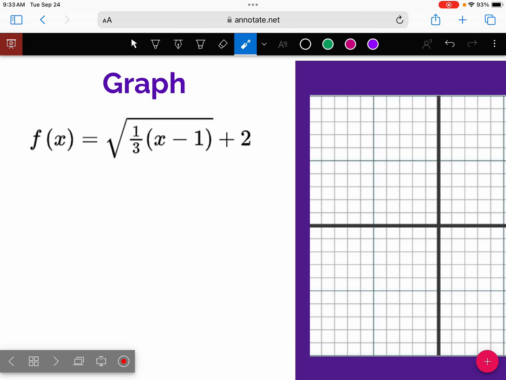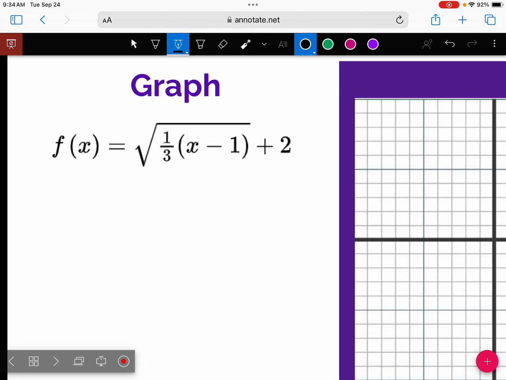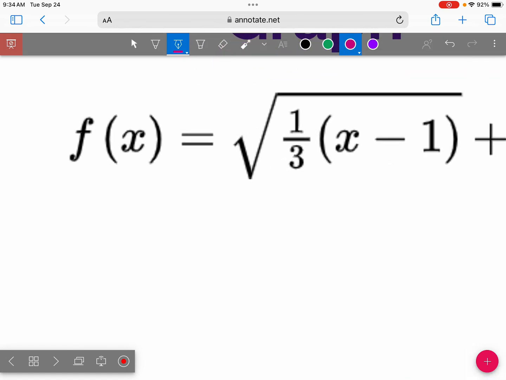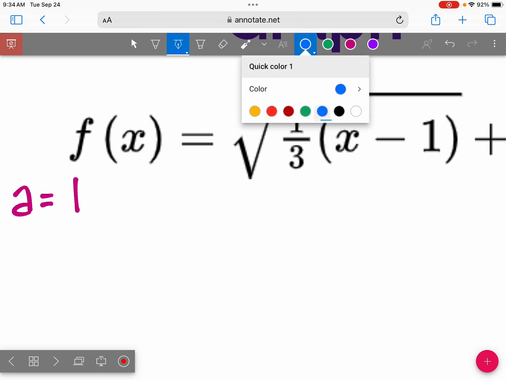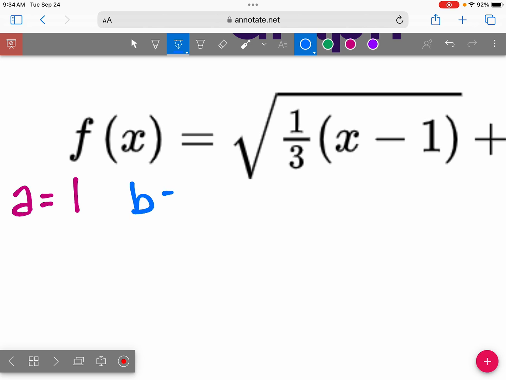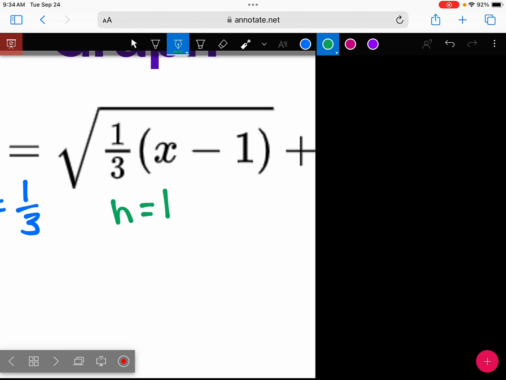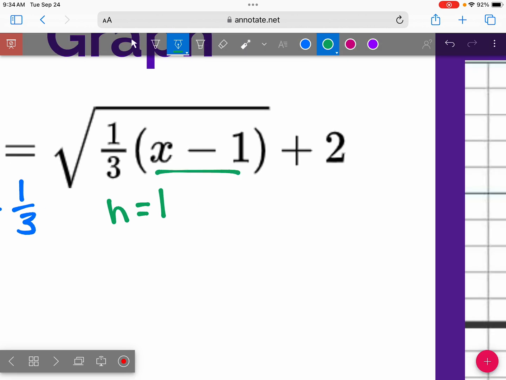Okay, same process. So what is our A here? 1. What is our B? 1/3. What is our H? Careful. +1. H always has the opposite sign of its expression. Always, always, always. How about our K? 2. K stays the same.